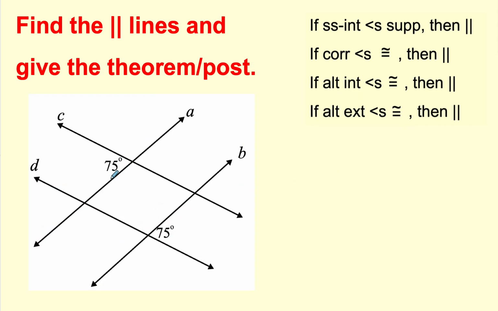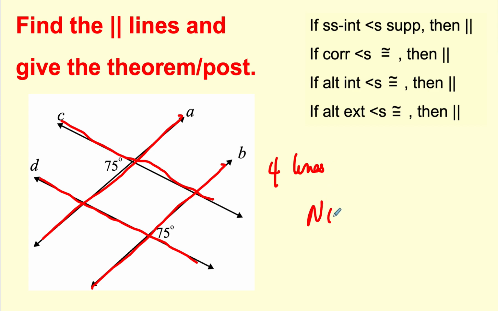All right, I'm going to outline the lines that make this 75-degree angle and this 75-degree angle right here. And I want you to notice I have outlined 4 lines. And we can't have 4 lines. We can only have 3 lines, a transversal and 2 lines. So there are no parallel lines. We can't use any of our theorems.